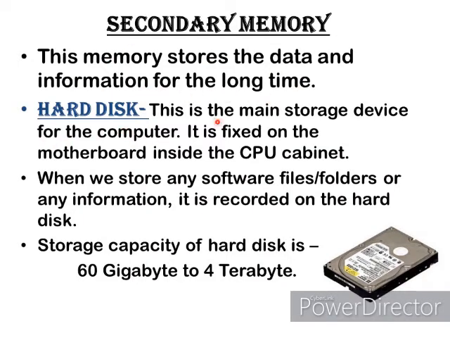Hard disk is the main storage device for the computer. It is fixed on the motherboard inside the CPU cabinet. When we store any software or files, folders and any information, it is recorded on the hard disk. Storage capacity of a hard disk is 60 GB to 4 TB. This I will explain.